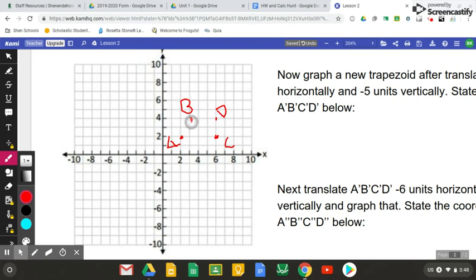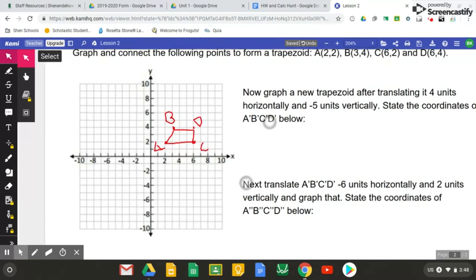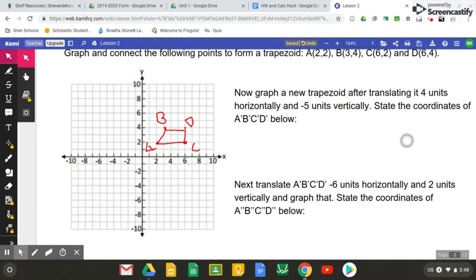So then I'm just going to connect those, and there we go. There's my trapezoid. All right. So now what are we going to do? Now, graph a new trapezoid after translating it 4 units horizontally and -5 units vertically.